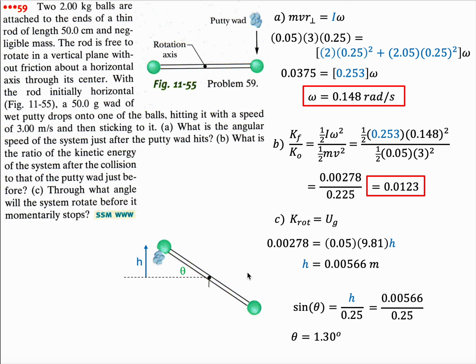But, quick reminder, remember the rod started out here. It went all the way through this 180 degrees before it went up through here. So therefore, the final angle that it's actually gone through is 180 plus that, or about 181.3 degrees. That's probably way too many sig figs, but you get the idea.